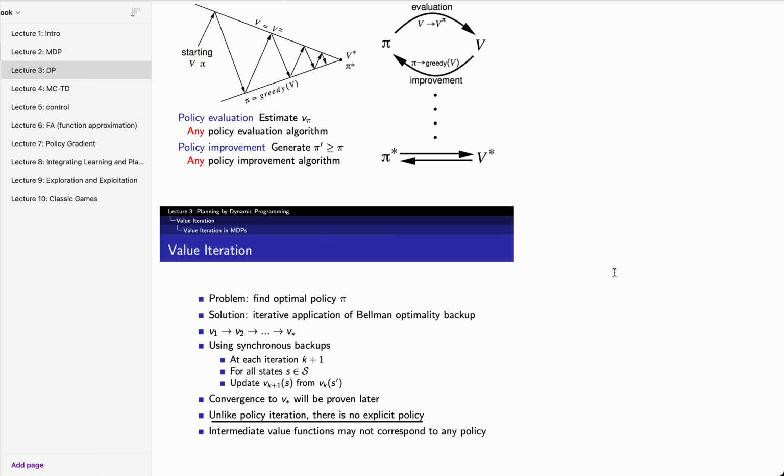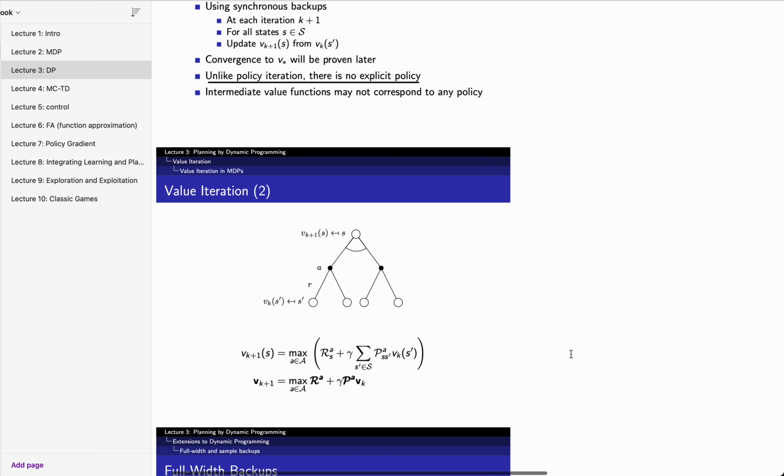Value iteration is the same without an explicit policy. So it's just going to keep updating the value functions. But the intermediate value function does not correspond to any policy.